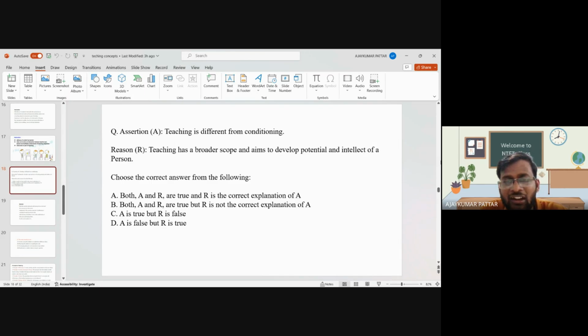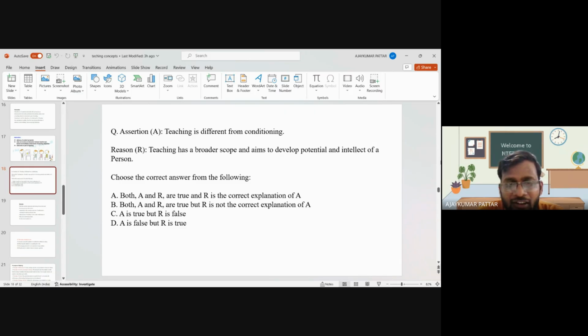Teaching is different from conditioning. That is the first statement. The second statement, the reason, is teaching has a broader scope and aims to develop potential and intellect of a person. You saw in the first slide, teaching is a process that will develop the intellect of a person. So both statements are true. Teaching is different from conditioning. What is the difference between teaching and conditioning? Conditioning is also a type, but both are not same. Conditioning will happen only when certain types of stimuli we give the response. So that's why they are different.